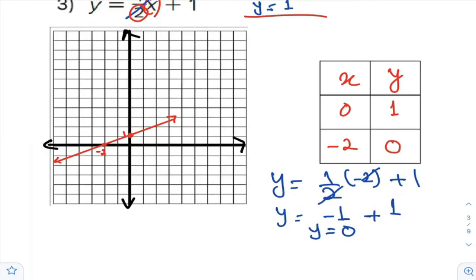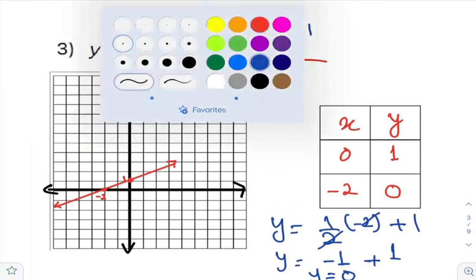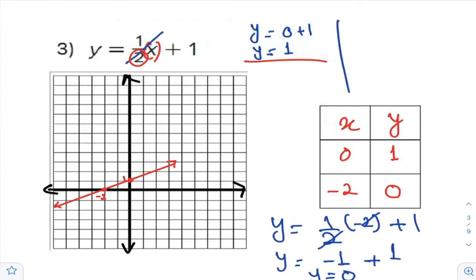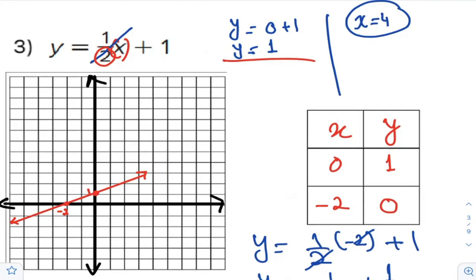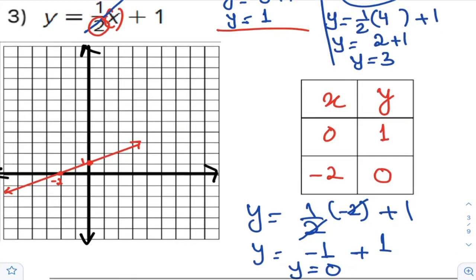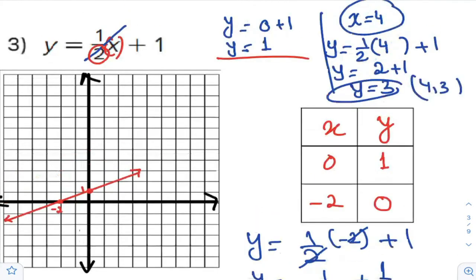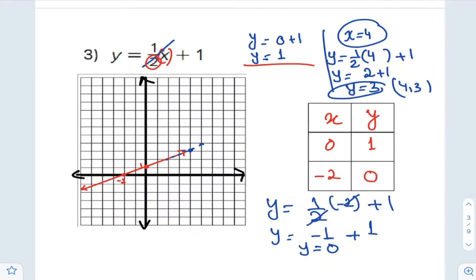Let's say somebody wants positive numbers only. For example, he wants to choose x is 4. Will you have the same points? Yes, I will. So y is half times, I will replace the x by 4, plus 1, and y is 4 times half, which is 2. 2 plus 1 is 3. So the point that I have here is 4, 3. I go to 4, 3, I'll find it here, and you will find it's on the extension of this line. So any 2 points will be enough for you.